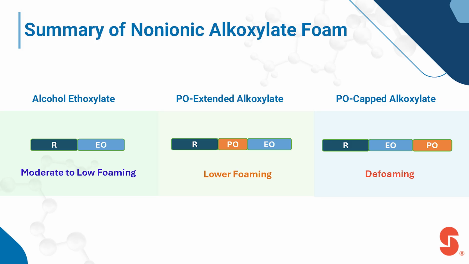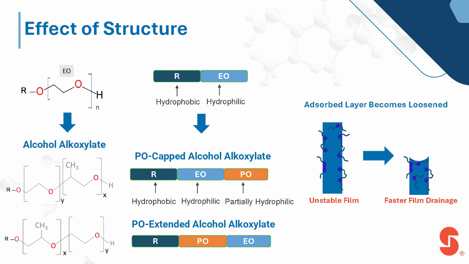Like this photo. So just a regular surfactant versus a PO incorporated surfactant. In this presentation and slide, one of the examples is alcohol alkoxylate, PO cap alcohol alkoxylate, and PO extended alcohol alkoxylate. For the PO extended alcohol alkoxylate, you have the PO group, a partially hydrophilic group, in the middle. So you have a smoother transition from the hydrophobic group to the hydrophilic group.